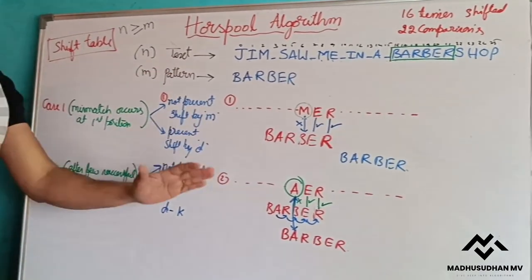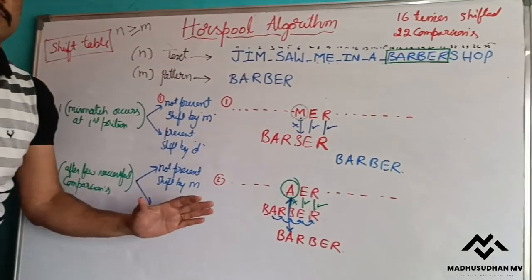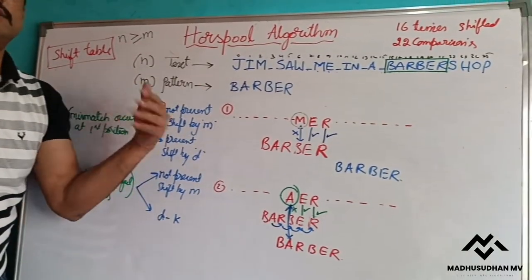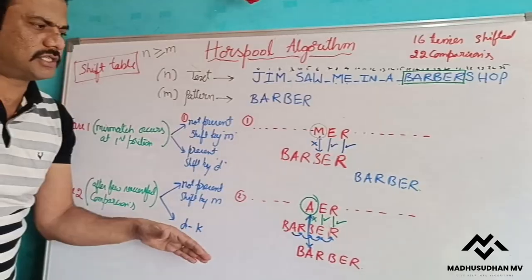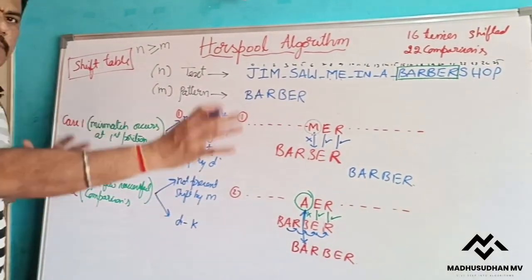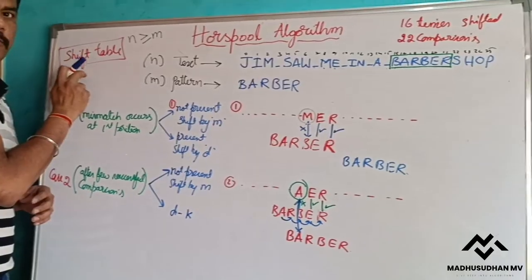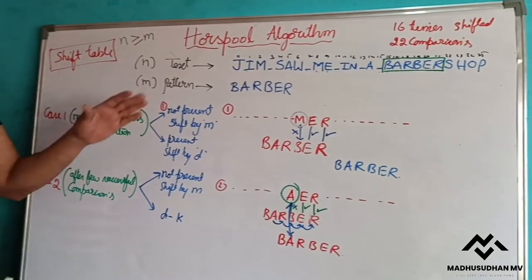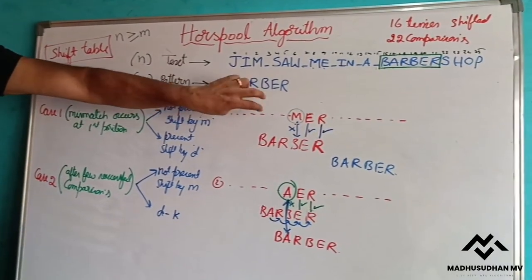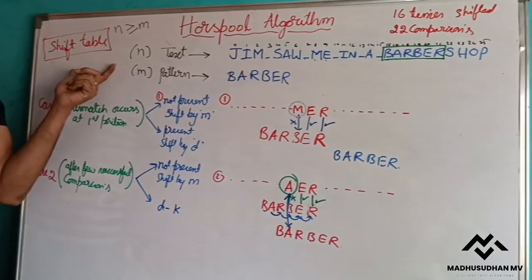So this is the extra information the Horspool algorithm is generating. This distance we are storing in a table format, and that is called the shift table. Hope you understood what this shift table is. Now, for this pattern, I will consider the shift table.